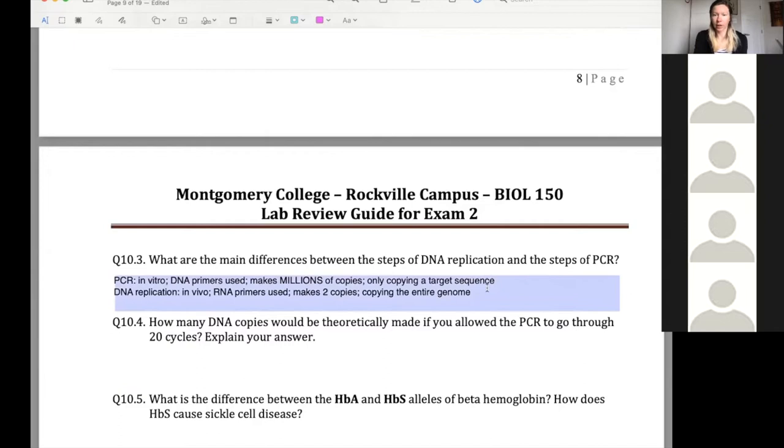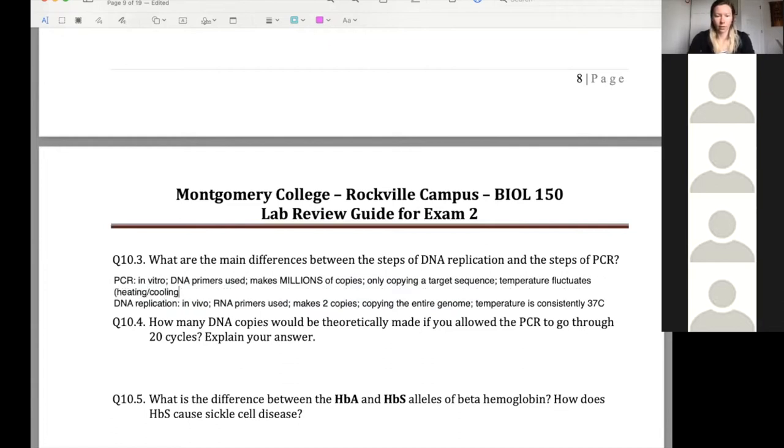Oh yes, temperature. Yeah, we can talk about the temperature differences. So within our cells, the temperature for replication is going to be consistent. We don't have wild swings in temperature within our own cells when DNA is replicating. And then how is that different in the PCR? You heat it and then you cool it down and then heat it again, right? Yeah, so we go through these heating cooling cycles.